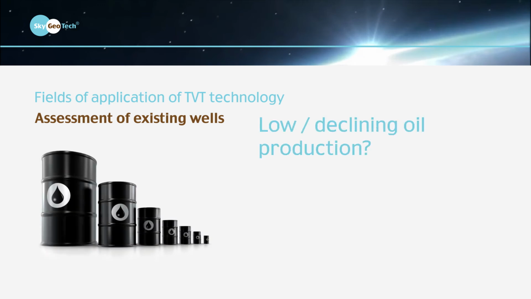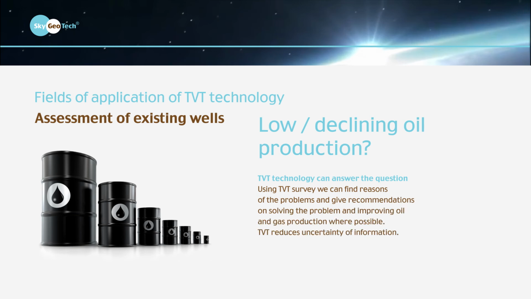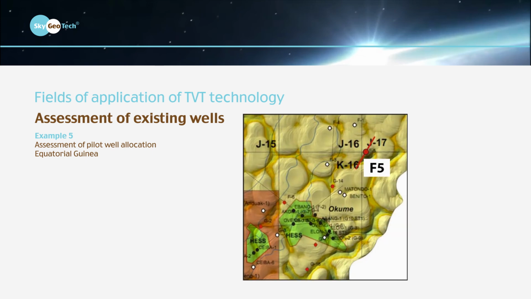One more common problem case in the oil and gas industry is low or declining oil production. TVT technology can be used to find the reasons and solve this problem where possible. Example number 5: Assessment of a pilot well location, Equatorial Guinea.